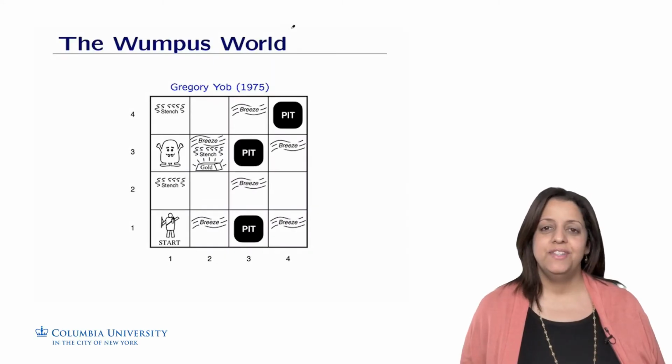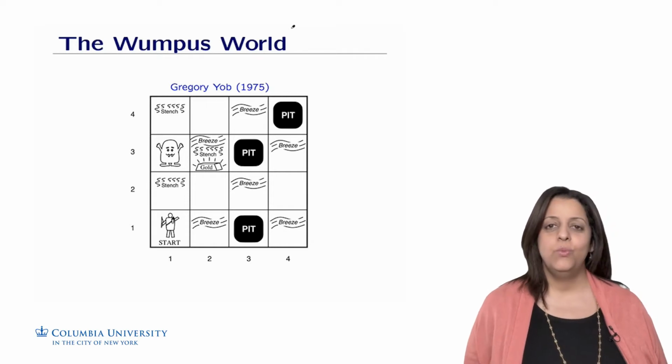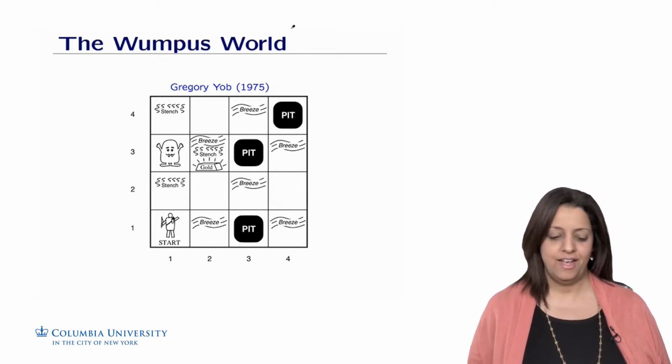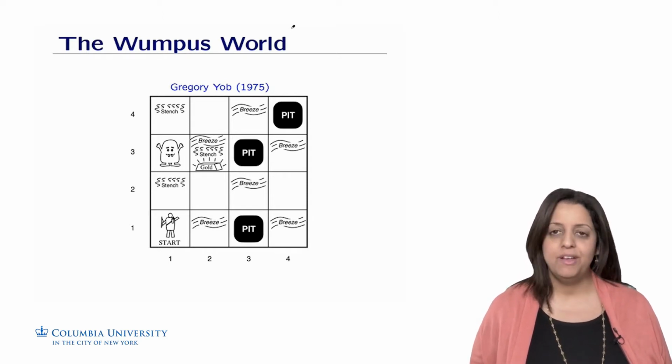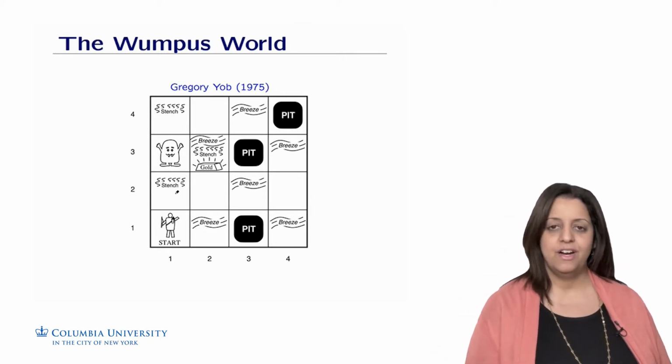We'll illustrate the rest of this lecture with this example drawn from the AI literature. It's called the Wumpus world, invented by Gregory Yob in 1975. So the Wumpus world is actually a cave of 4 by 4 rooms. So we have 16 rooms that are interconnected, and we have an agent that evolves in this environment.